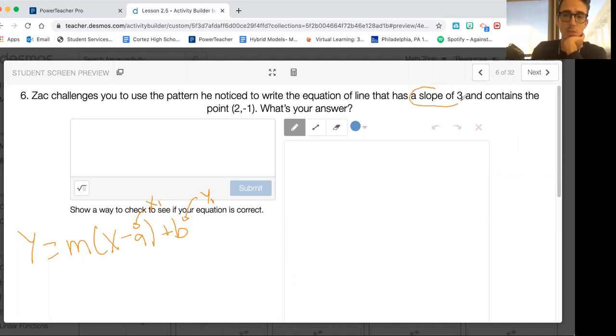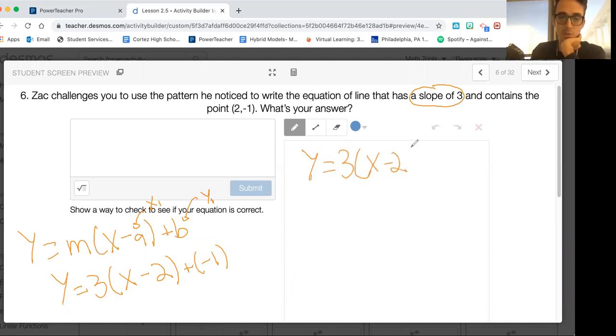So this is claiming our slope is 3. And then we hit x in parentheses. We're then subtracting 2. And then we're adding on -1. But that seems kind of goofy, right, to leave that. So let's clean it up. Let's make it y equals 3x minus 2 minus 1, because when we add negative numbers, we can treat it like subtraction. Okay. Here's our answer.